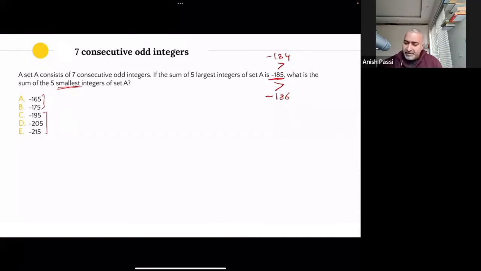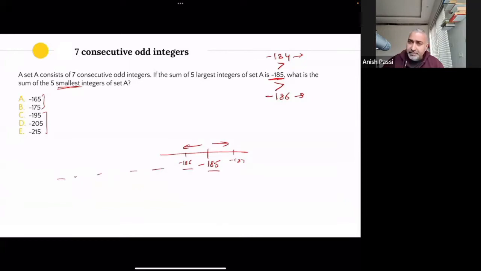Now, from negative 185, I have to go lower. Which direction do I have to go in? I have to go lower than negative 185. Does that mean I go to the left on the number line or to the right? To go lower, I have to go to the left. So overall, the magnitude will increase. From 185, I'll go to 186, 187, 188.